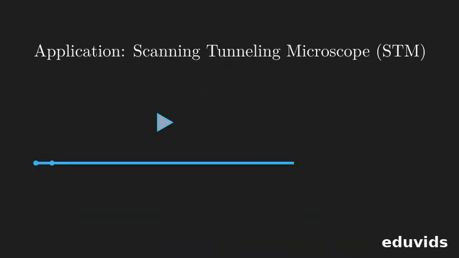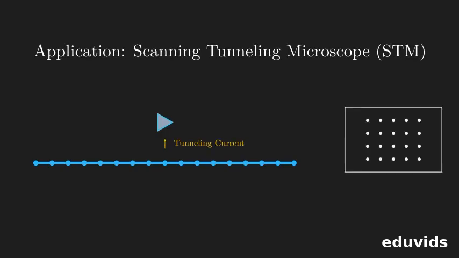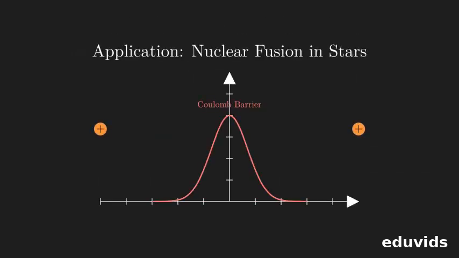One real-world application is the scanning tunneling microscope, or STM. The STM tip uses quantum tunneling of electrons to generate incredibly detailed images of surfaces at the atomic level. Another crucial example is nuclear fusion inside the Sun. Protons lack enough energy to overcome electrical repulsion, but they tunnel through the barrier to fuse together.